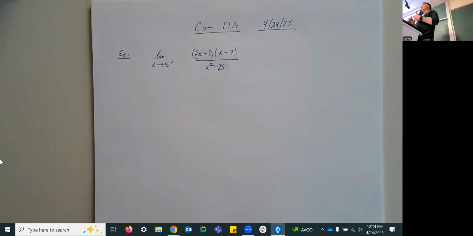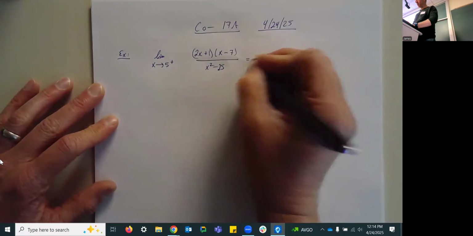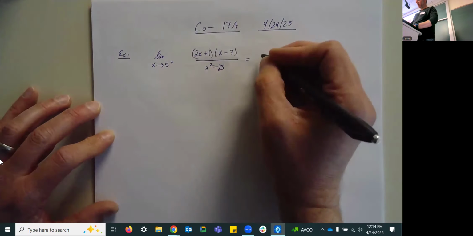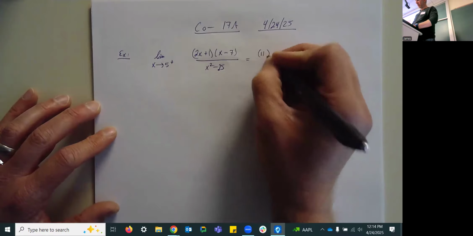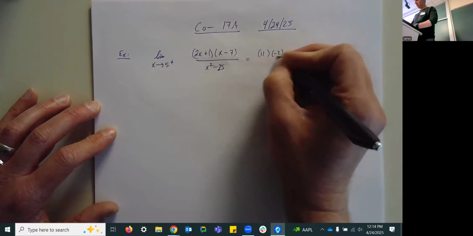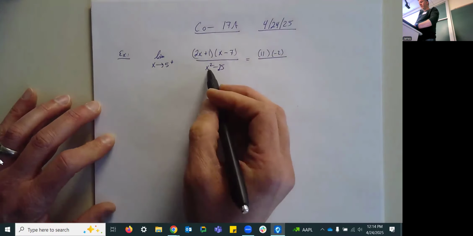So the way I like to do this is just to plug it in. So if I just plug in the 5, look what happens. On top, I get 10 plus 1, so 11 times 5 minus 7, which is negative 2, divided by 25 minus 25.